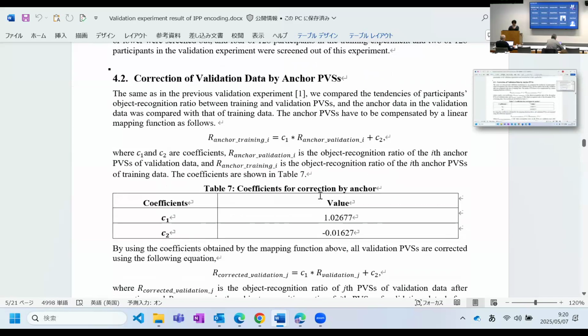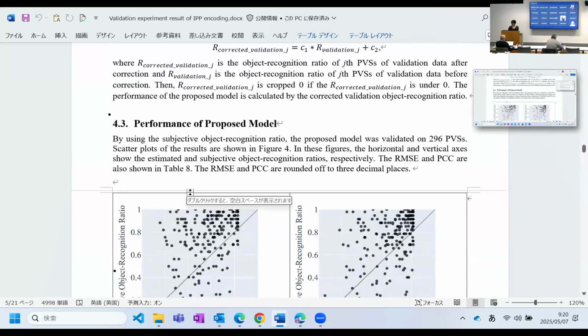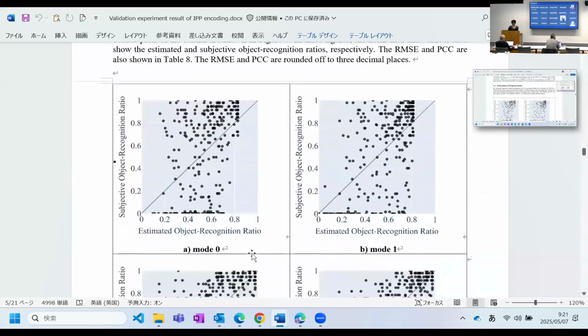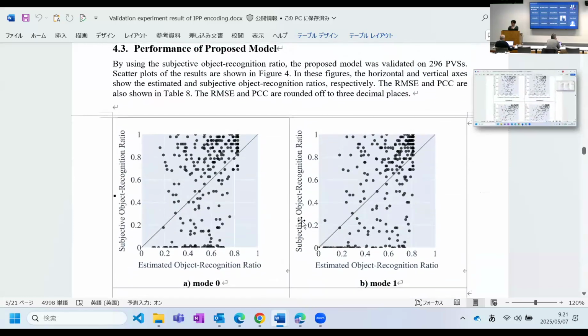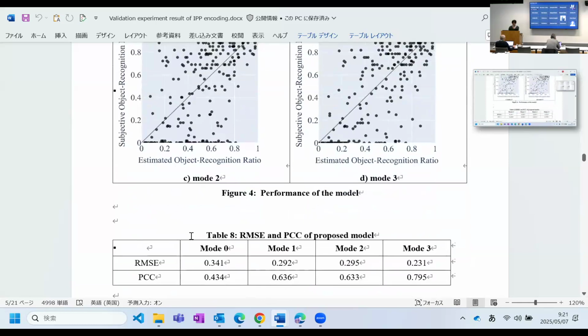So we show the results of the experiment in this section 4.3. Using the subjective object recognition ratio, the proposed model was validated on 296 PVS. Scatter plots of the results are shown in these figures from mode 0 to mode 3. In these figures, the horizontal and vertical axes show the estimated object recognition ratio and the subjective object recognition ratio. The RMSE and the PCC are also shown in table 8. So this is the RMSE and the PCC for modes 0 to 3 each.